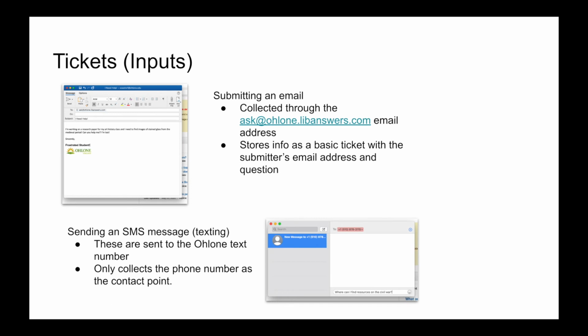And the third way we get these tickets into the system is through SMS messaging or texting. So when somebody texts that Ohlone number, the body of that text will show up within the body of the ticket, and the phone number will be stored as an anonymous user. So when we reply to that ticket, we don't store the phone number of the person itself, but it will automatically send the reply back to that phone number. So they'll reply.